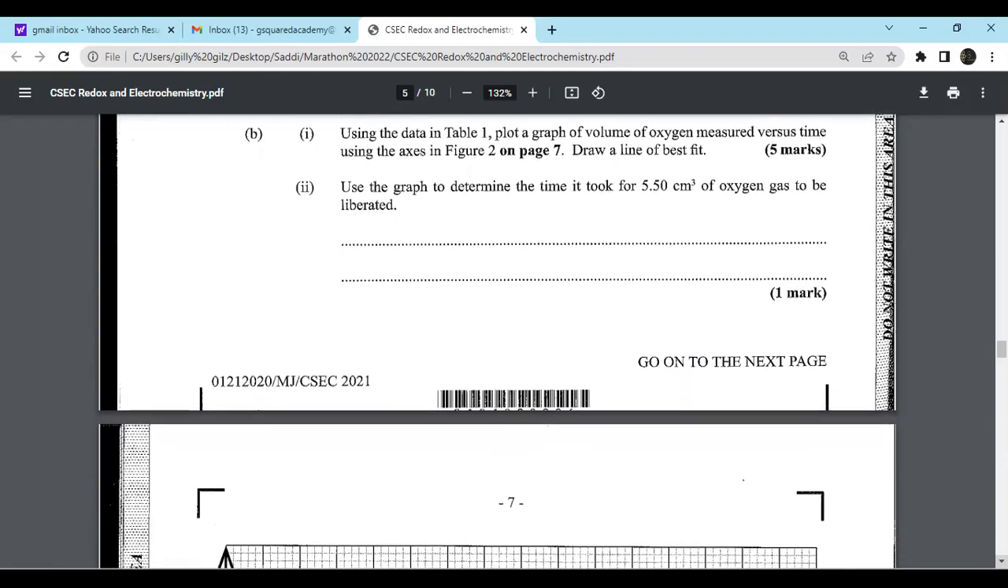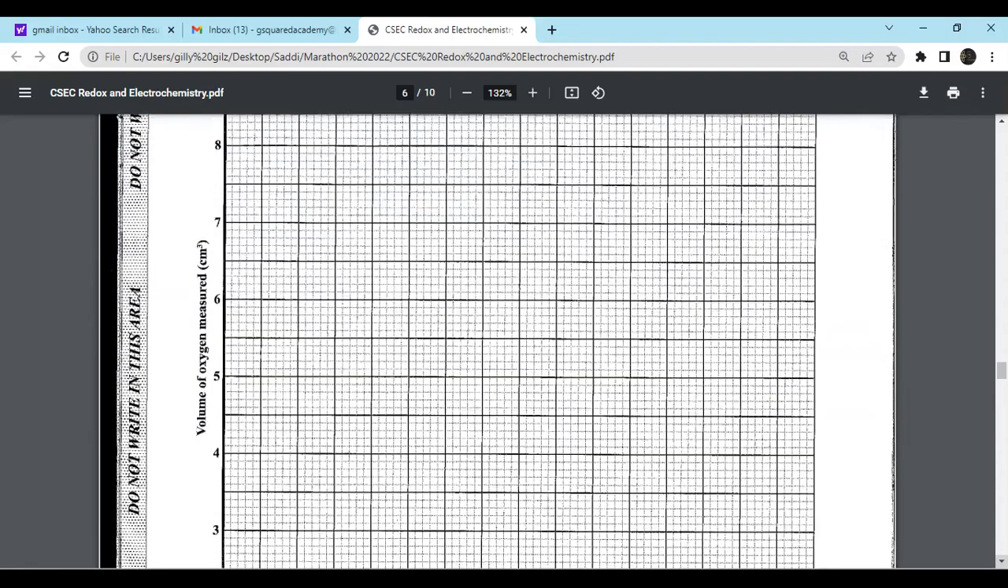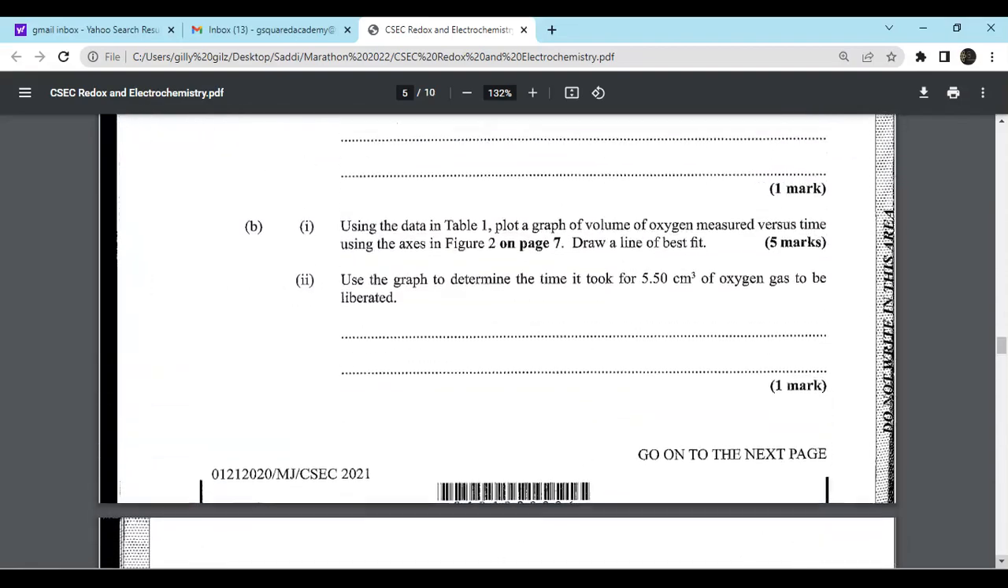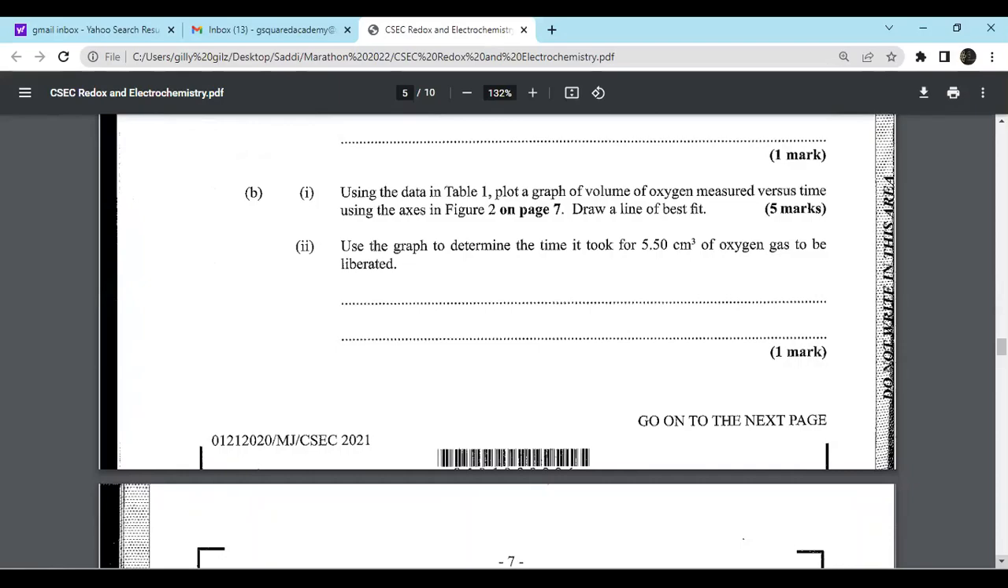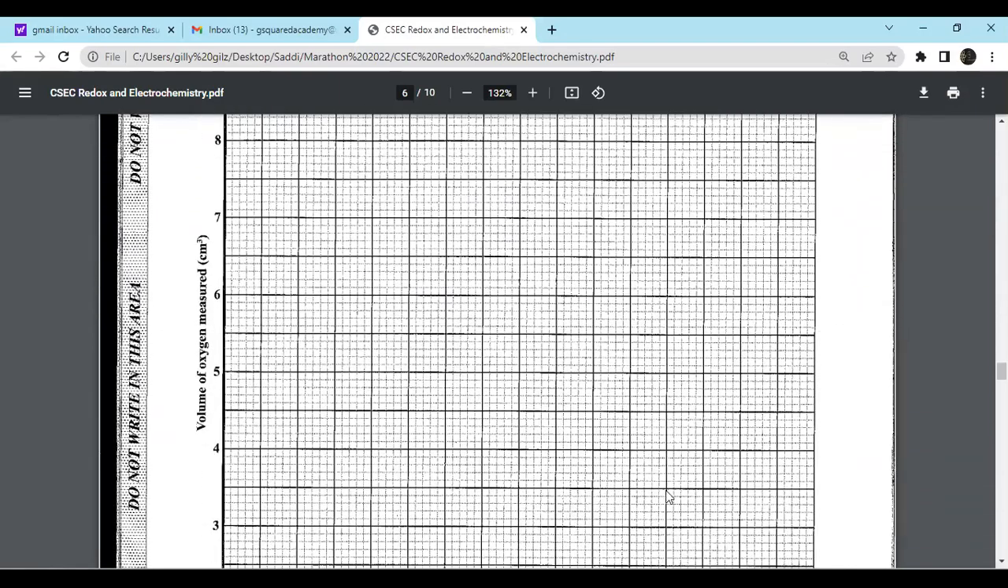Okay? So that's that. Use the graph to determine the time it took for 5.50 cm³ of oxygen gas to be liberated. So for you to do that, I'll show you how you do that now. They put up the scale for the graph already. So you're going to find 5.5 cm³ on the graph. You find 5.5, which is right here, right? You draw a line from 5.5, go right across. It's going to split your graph somewhere. Let me look at the numbers and I'll give you an estimate of what the graph should look like.